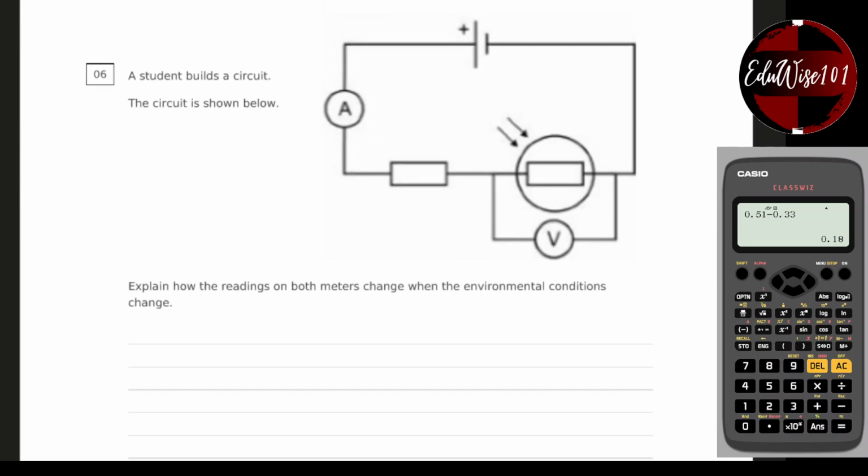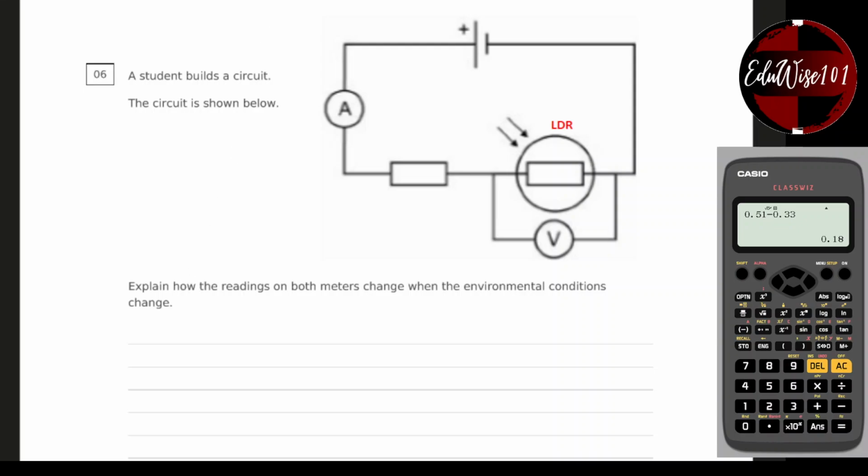A student builds a circuit. The circuit is shown below. So you have in this circuit a cell, a light dependent resistor. This would be the common mistake that most students make, identifying what this component is. It's a light dependent resistor, and a voltmeter is connected in parallel to it, and a fixed resistor and the ammeter, which is connected in series.